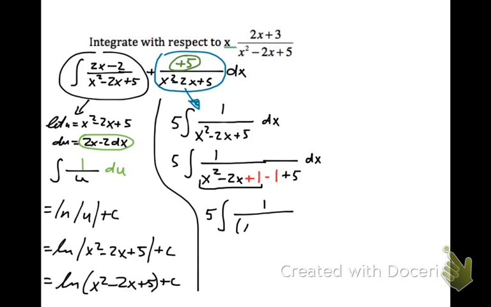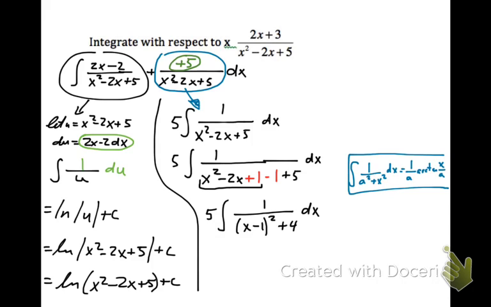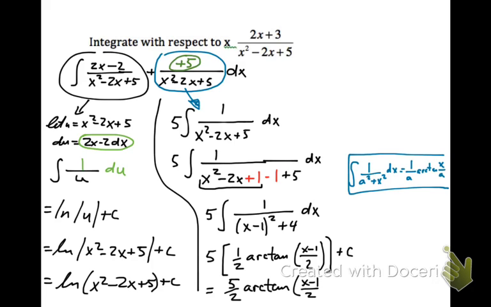So if I rewrite that now as x minus 1 squared, a binomial squared, plus 4, what I actually have here is the arctan of x. Do you remember this? This pops up. So if you have something that's in the form 1 over a squared plus x squared, or x squared plus a squared, that would integrate to 1 over a arctan of x over a. So that fits the mold there. So I can do that. I could say this is 1 over 2 arctan of x minus 1 over 2 plus c. I can distribute that 5 in front there and then clean this up a little bit.